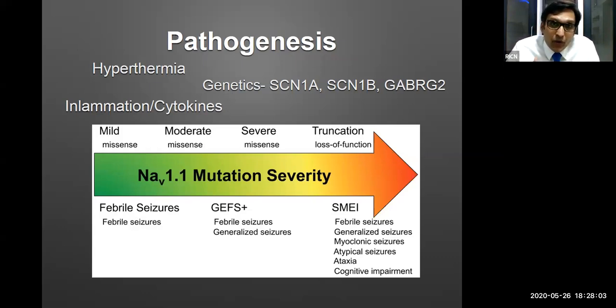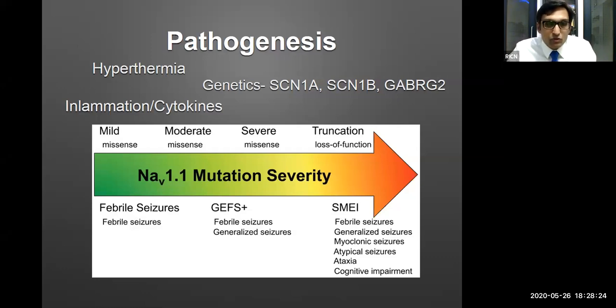And ultimately, why does not everyone have seizures, but some children have seizures? That is because of your genetics. So a number of genes have been implicated, and the most well-studied and most well-understood is the sodium channel mutation, especially SCN1A mutation. Along with that, SCN1B and GABRG2 have also been found.